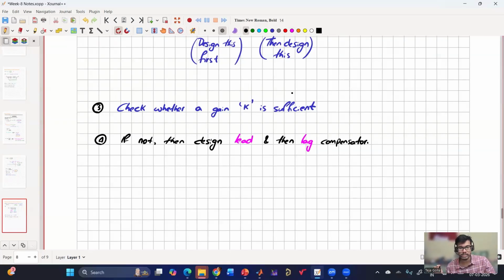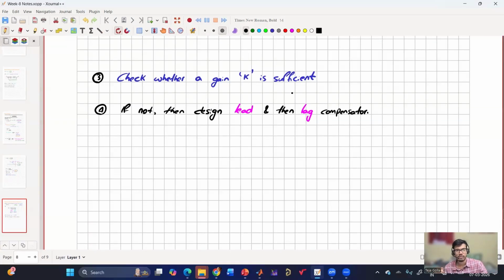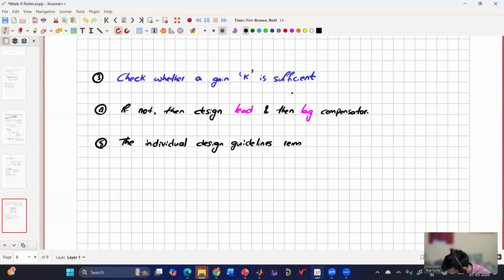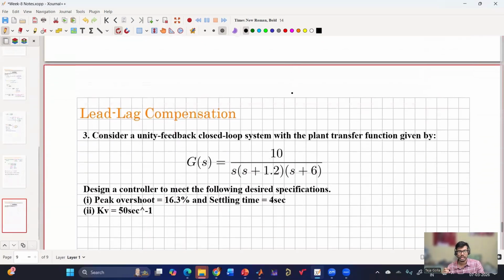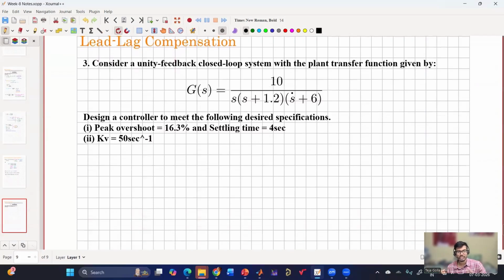Okay, first we'll check the lead compensator, then we'll check the lag compensator. So once that is designed, we are going to design this. So first lead, then lag. And the method remains same. So the individual design criteria or guidelines remain the same. Okay, so this is how we are going to design both lead as well as the lag compensation. So let us consider one example.